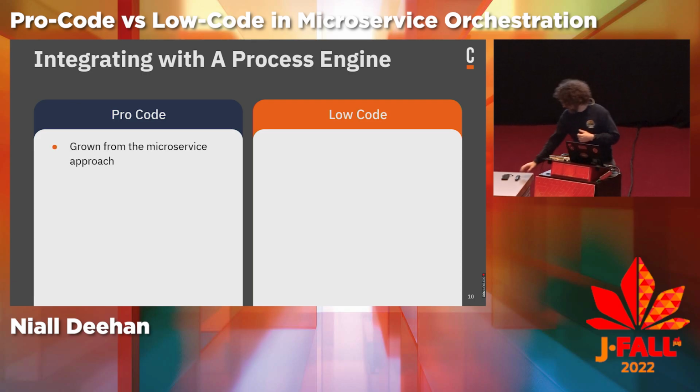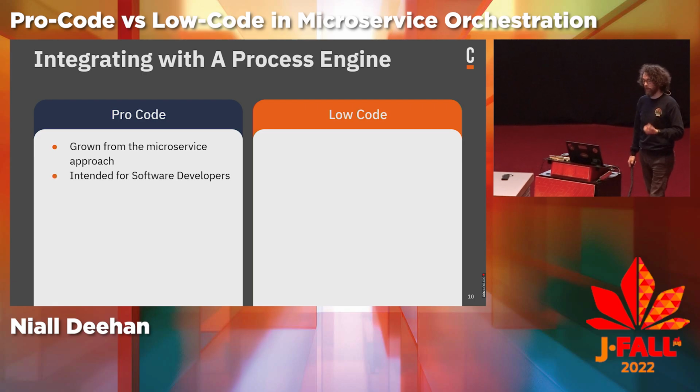The pro code, I have a clicker for this. Why am I using a keyboard like some sort of animal? So the pro code scenario comes from a growth of microservices in particular. The idea is we have microservices, they're already in code, this is an additional part of our infrastructure, so it should be code too. Also, it's intended for software developers.